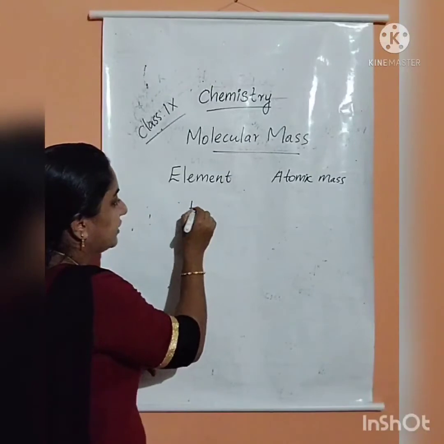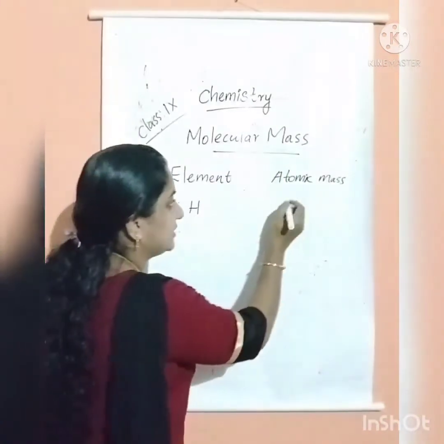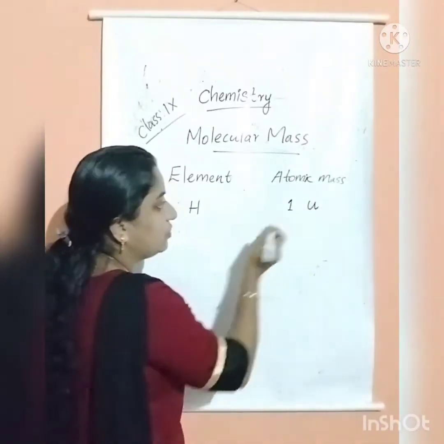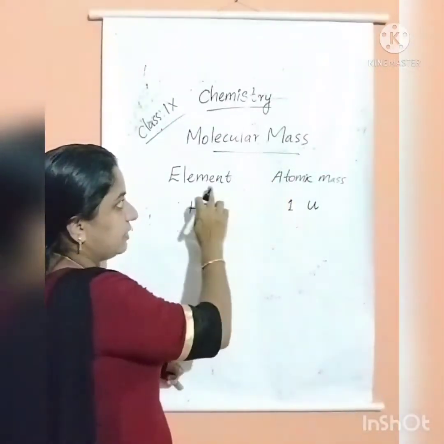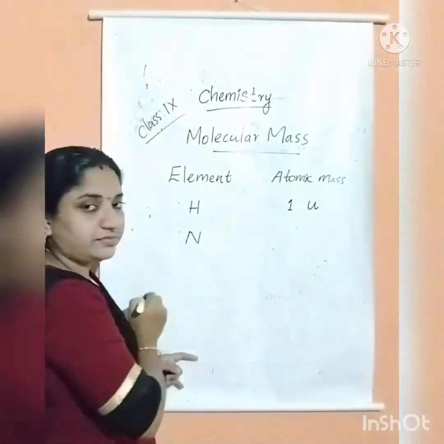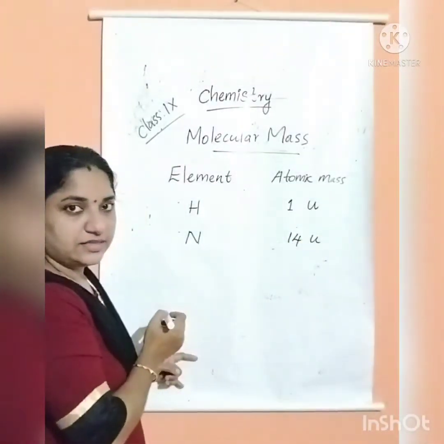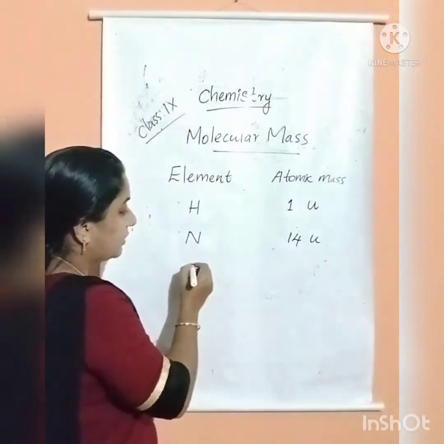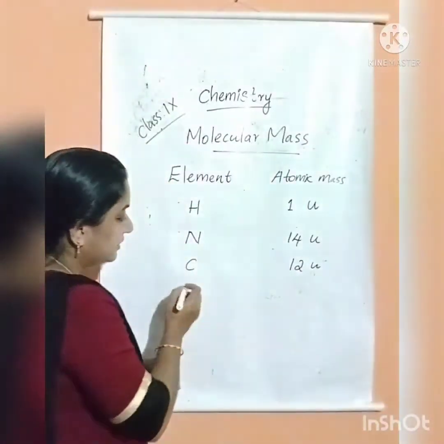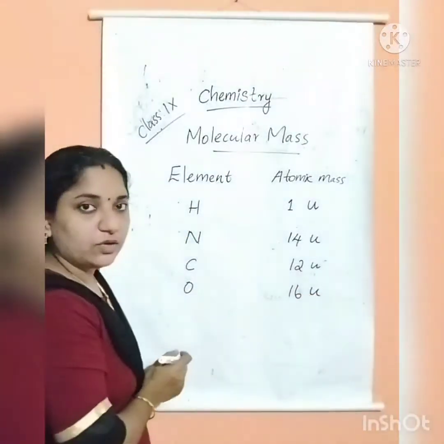First one, hydrogen. Its symbol is H. What is the atomic mass of hydrogen? Yes, 1 atomic mass unit, or 1 AMU. Then what about nitrogen? Its atomic mass is 14 atomic mass units. Then what is the mass of a carbon atom? It will be 12. What about oxygen? Yes, 16 is the atomic mass of an oxygen atom.